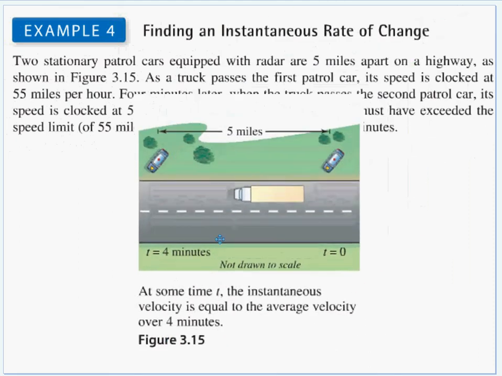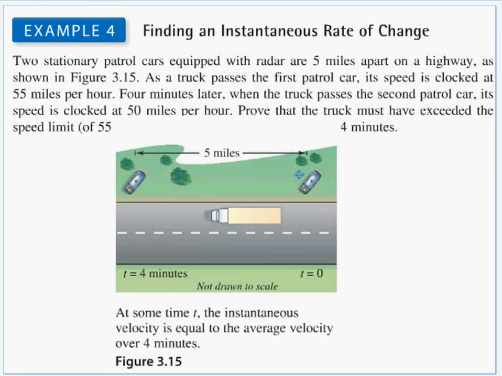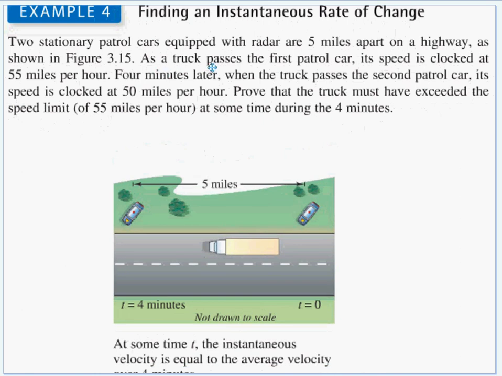A truck passes the first patrol car, and that officer clocks it at 55, well within the speed limit. 4 minutes later, the truck passes the second car. Its speed is clocked at 50, so it looks like it has slowed down. But we can mathematically prove that that truck must have exceeded the speed limit of 55 at some point during that journey.